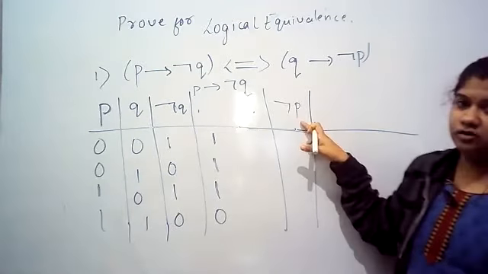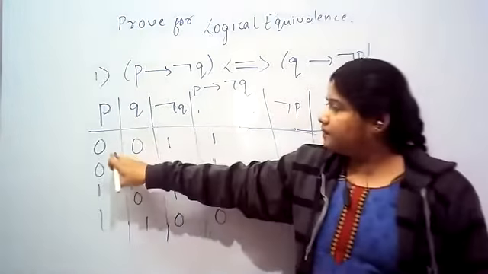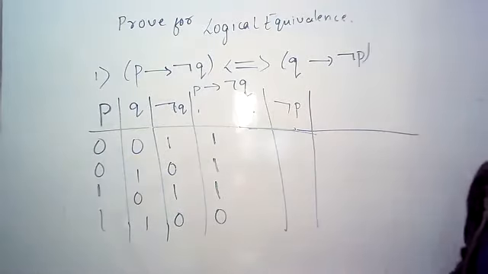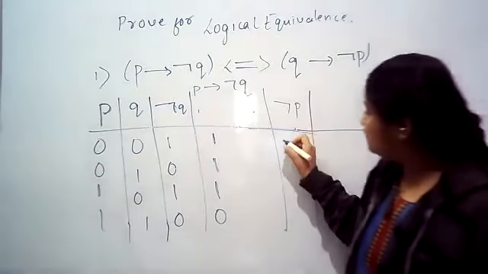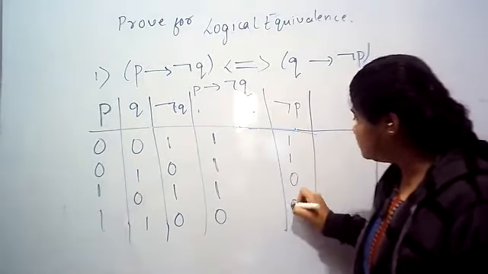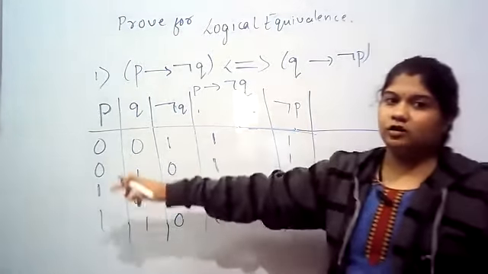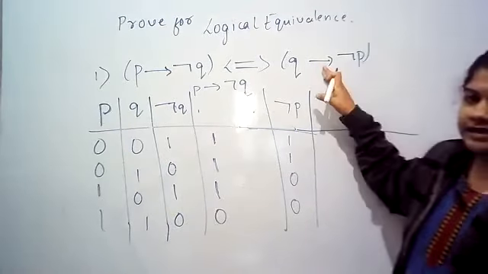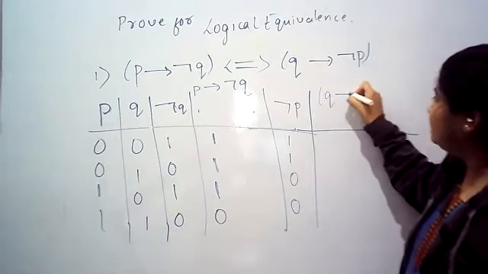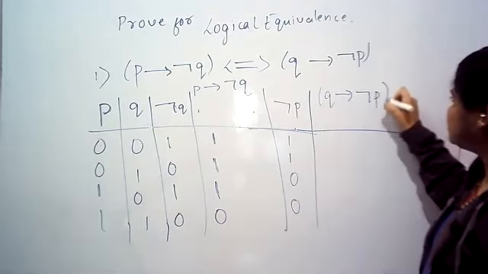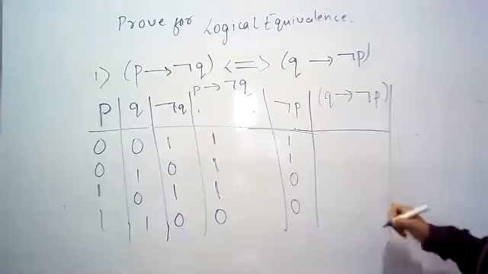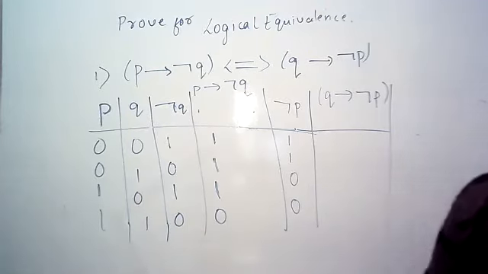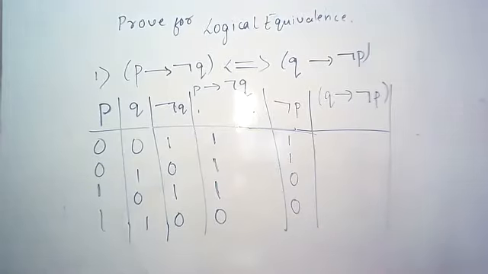We need to solve negation P first. So what is the negation P? P is what? 0, 0, 1, 1. So negation P I'll be getting 1, 1, 0, 0. If P is 0, 0, 1, 1, then negation P will be 1, 1, 0, 0. Next, last we need to see what is our RHS result. We need to solve this Q condition of negation P.